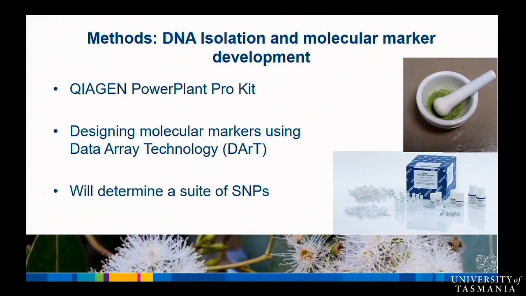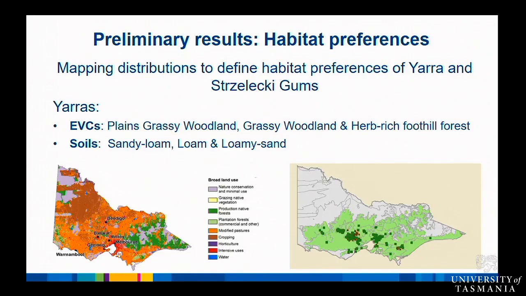So I'm new to genetics. This is my very first genetic project, so please be gentle with me. I'm using Kaizen Power Plant Pro Kits, so I thought I would talk to our last speaker about that because I've been getting some stuff out of it. And I'll be using SNPs for DART sequencing. So I don't have any analysis yet, but I thought I'd present my preliminary results.